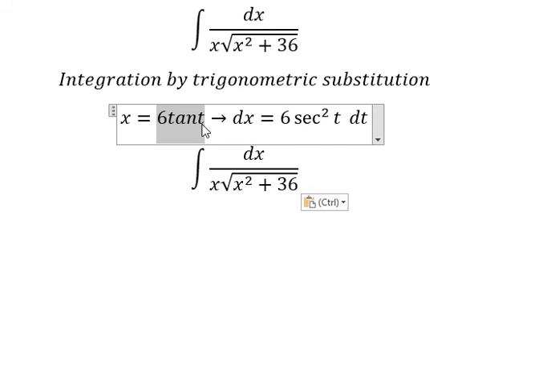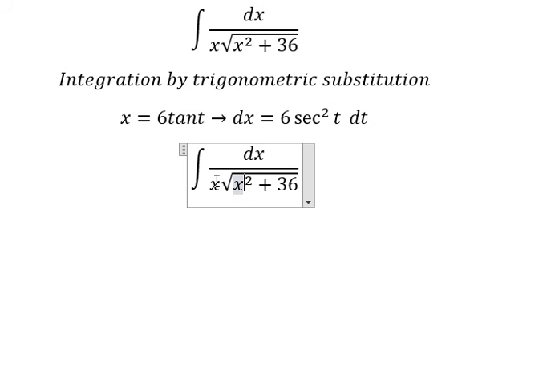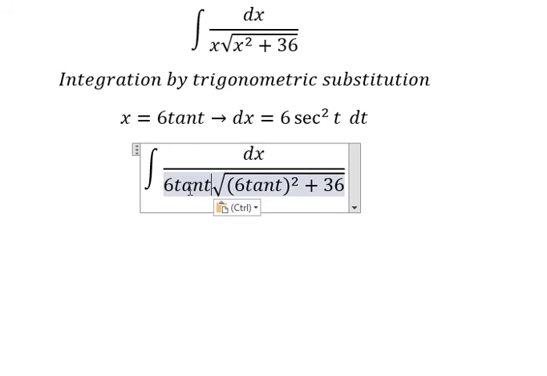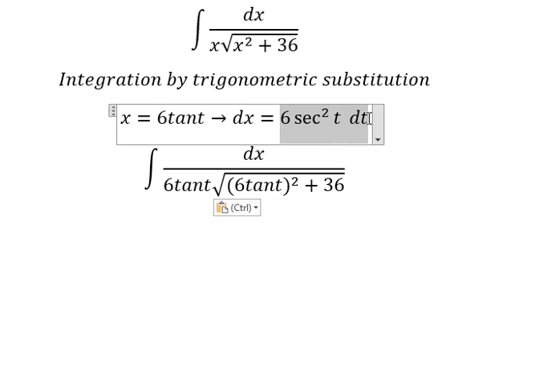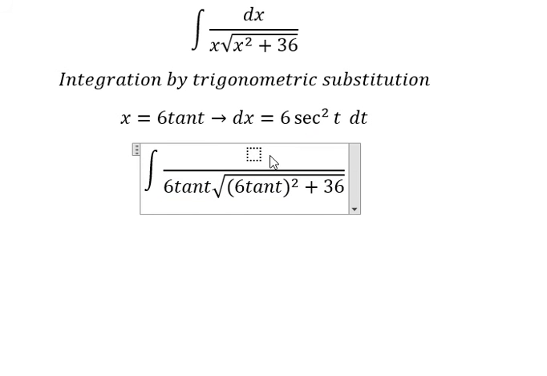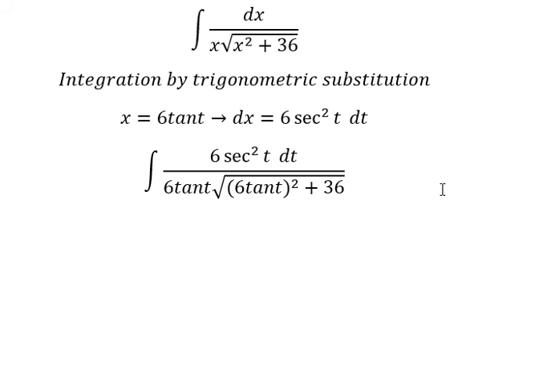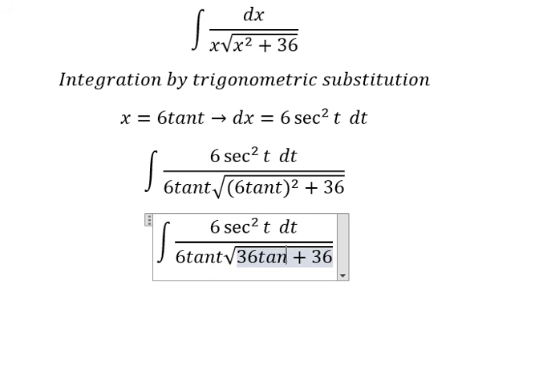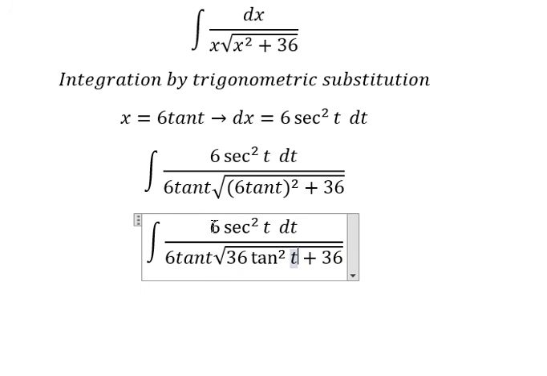So I will put this one going here and here. ds we change by this one. This one you get 36 tan t squared. Number 6 we cancel.